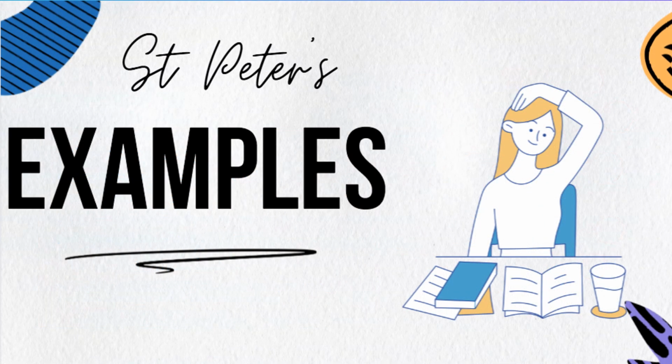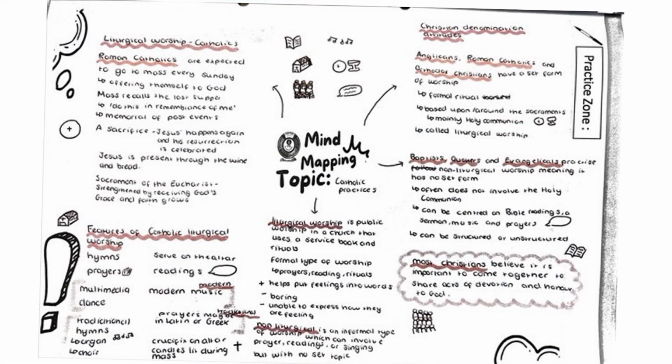So let's have a look at some examples from St Peter's. Remember, mind maps are entirely cross-curricular. You do not have to restrict them to just certain subjects. This is a student example looking at GCSE RE. Here you can see we've got clear categories, effective layout, and use of dual coding to help retention.